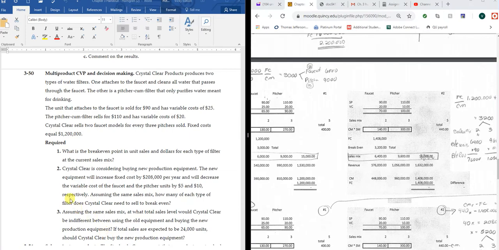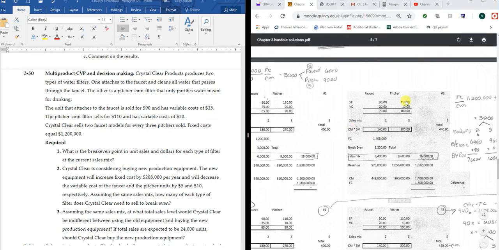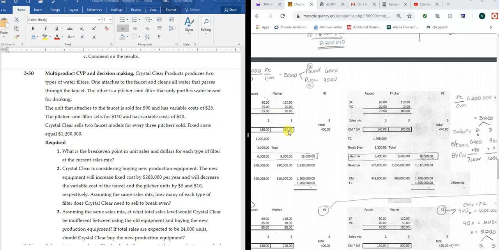Pause. Okay. Crystal Clear is considering buying new production equipment. The new equipment will increase fixed costs by 208,000. So notice here was my fixed costs in number 1. Here's my fixed costs in number 2. They've increased by 208,000. Okay, thus I copied it. Obviously, I could have left it over here and just changed the numbers. The problem with that is now you've lost the solution to number 1, so it's just easier to copy over.